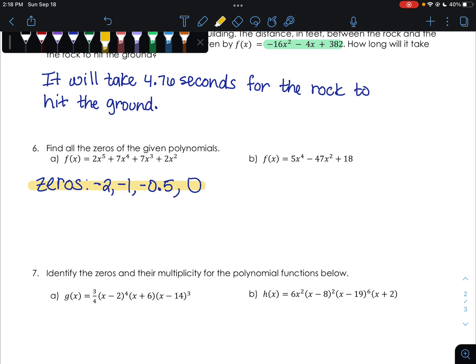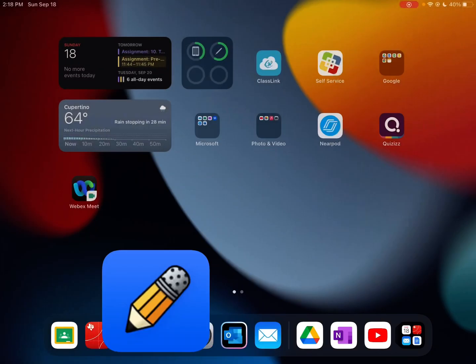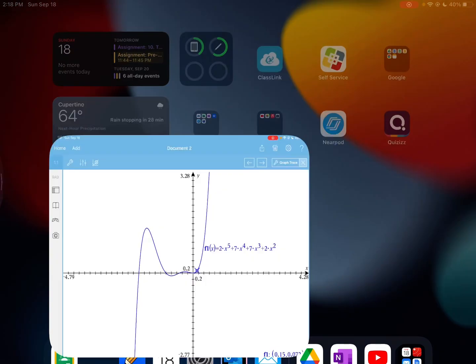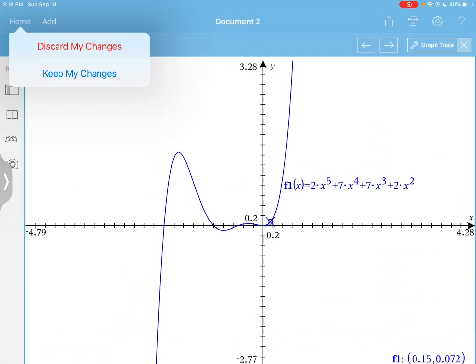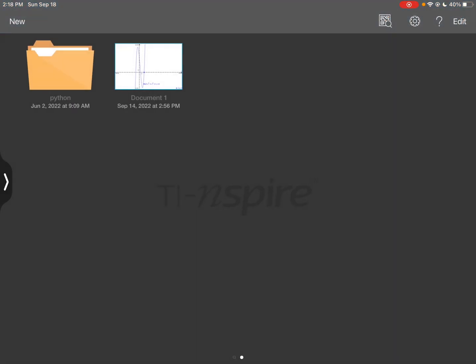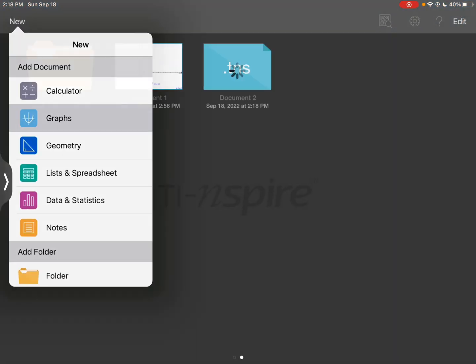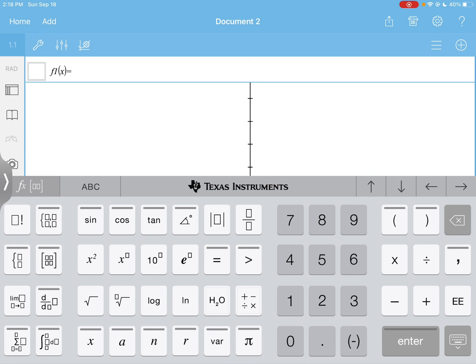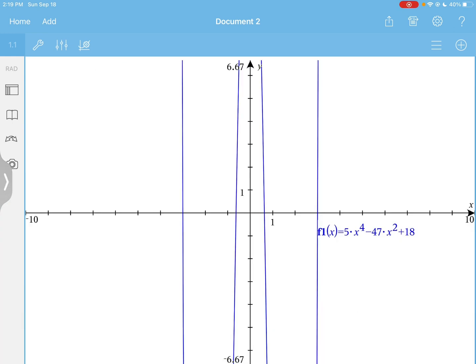Now we are going to do the same thing, but with a new polynomial equation. So we're going to graph, home, new document. No, you don't want to save. We're going to add a graph. We're going to graph 5x to the 4th minus 47x squared plus 18. We graph. So it looks like it's crossing 4 times. I need to find all 4 zeros.